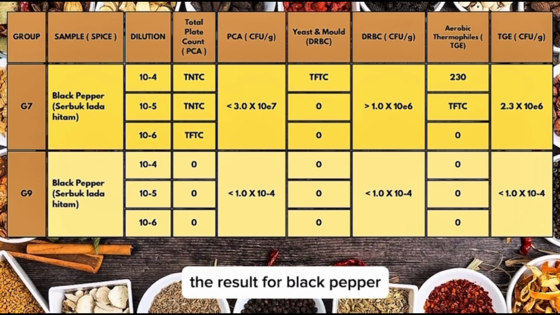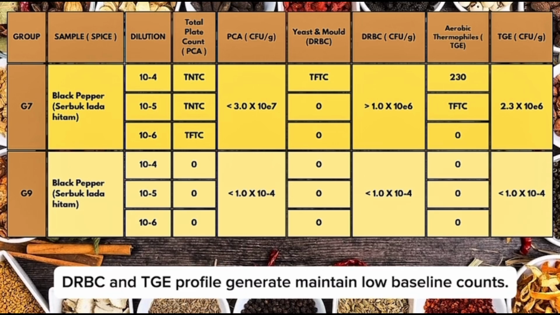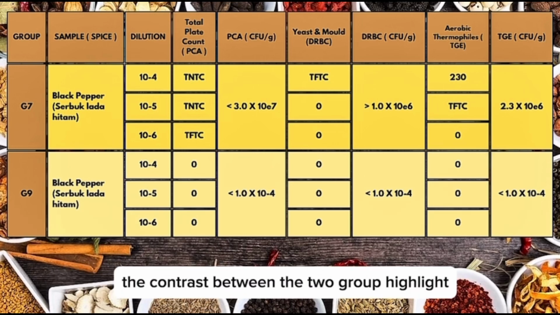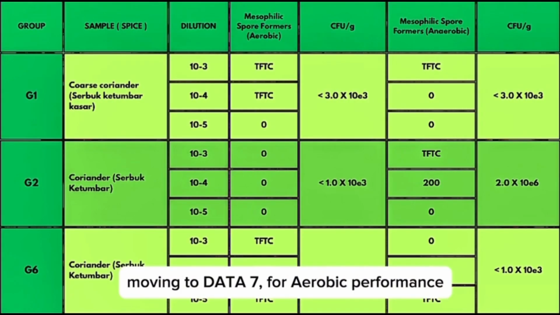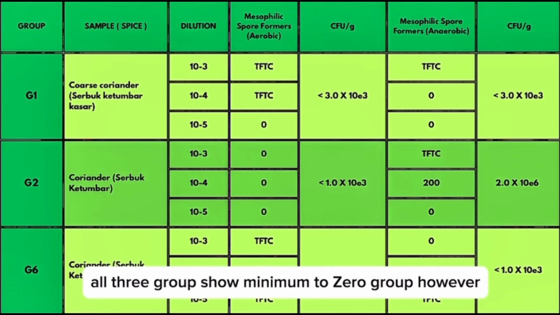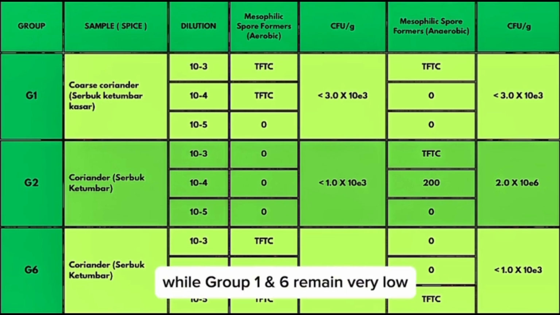Data 6 displays the result for black pepper powder from group 7 and 9, while the PCA, the DRBC, and TGE profile generally maintain low baseline count. The contrast between the two groups highlights how different processing or blend of the same spice can affect the final microflora. Moving to data 7 for aerobic spore formers, all 3 groups show minimal to 0 growth. However, for anaerobic spore formers, group 2 hit a clear ideal range at 2.0 times 10 to the power of 6 CFU per gram, while group 1 and 6 remain very low.